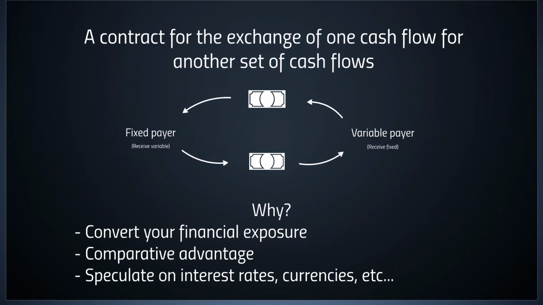A swap is a contract for the exchange of one set of cash flows for another set of future cash flows. So if you are a fixed payer for some stream in the future and you want to switch to variable, you can find somebody to trade places with basically. So they become fixed and you become a variable payer.